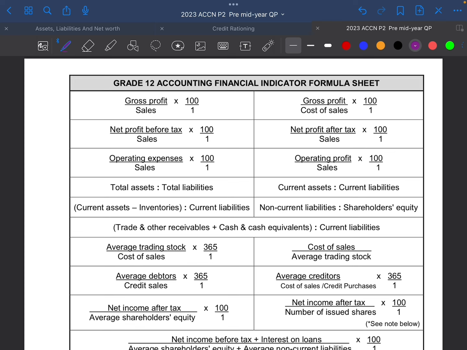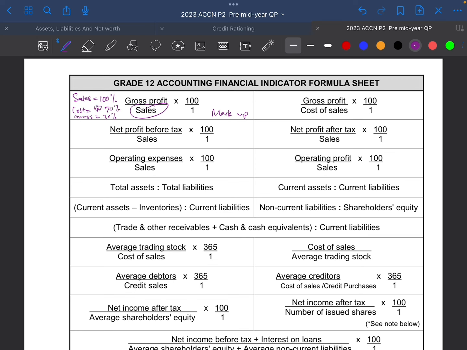What this one shows is your markup, but the markup on the sales. So that means your sales are 100%, your cost is a certain percentage, and that depends also on your gross. Let's say your gross is 30%, and then that simply means your cost is 70%.